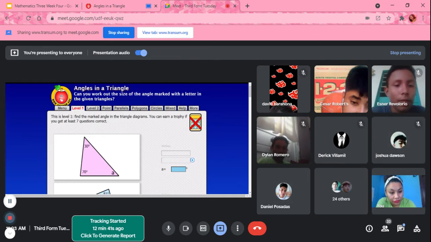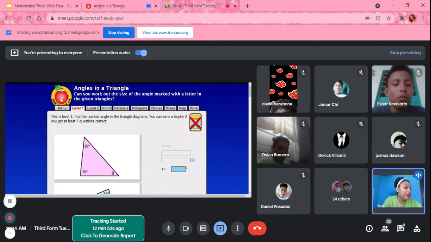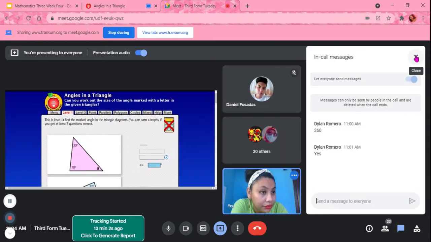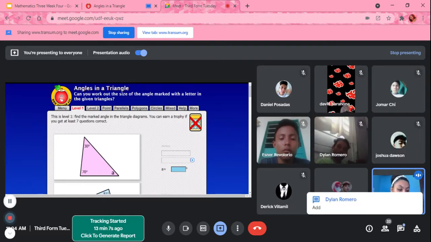Yes? Okay, good. So we have one triangle that has one angle being 30, one angle being 70, and we have to find the other angle. How would we do that? What would you do in this case? Anybody? What would you do so that you can find the other angle?